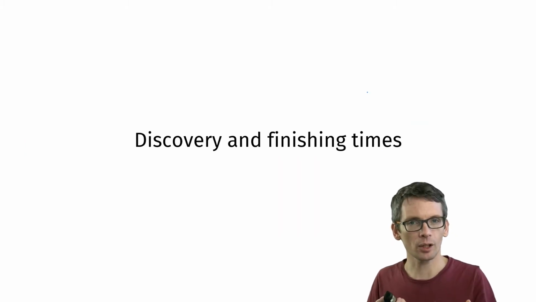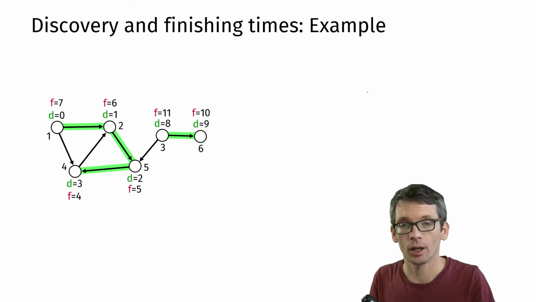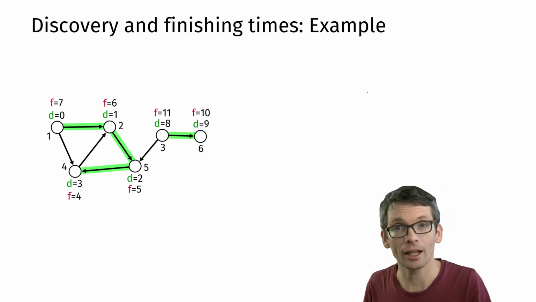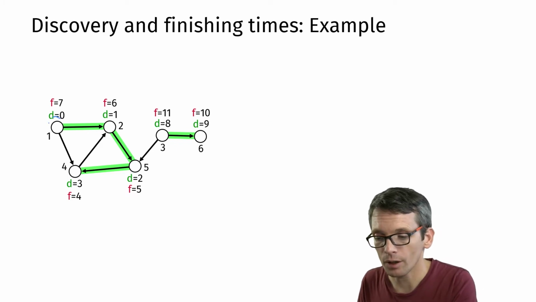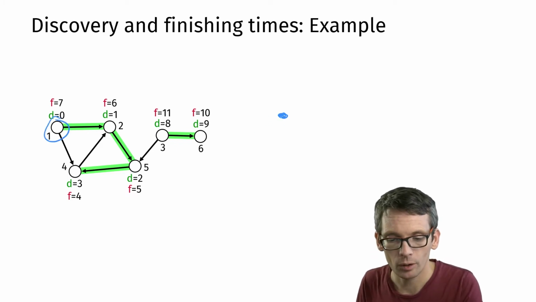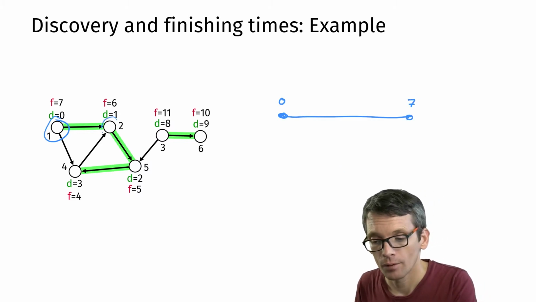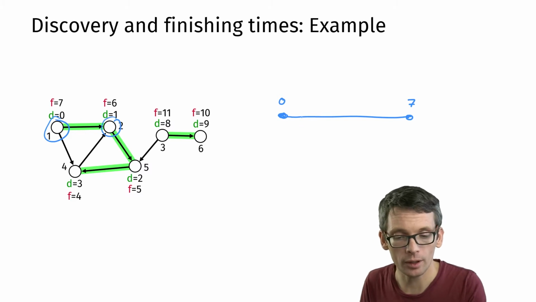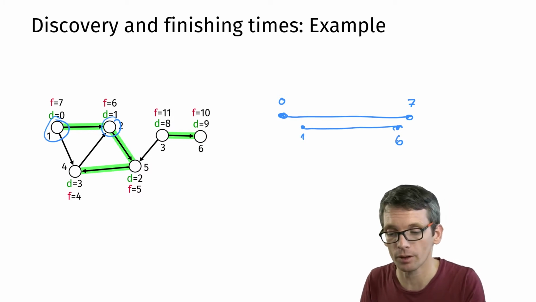Now let's have a closer look at the discovery and finishing times, and in particular the parenthesis structure. So here was an example that we had. So let's see whether the parenthesis structure works here. If I look at vertex number 1, it starts at time 0, it ends at time 7. Vertex 2 starts at time 1, it finishes at time 6, so here we have the parenthesis structure.